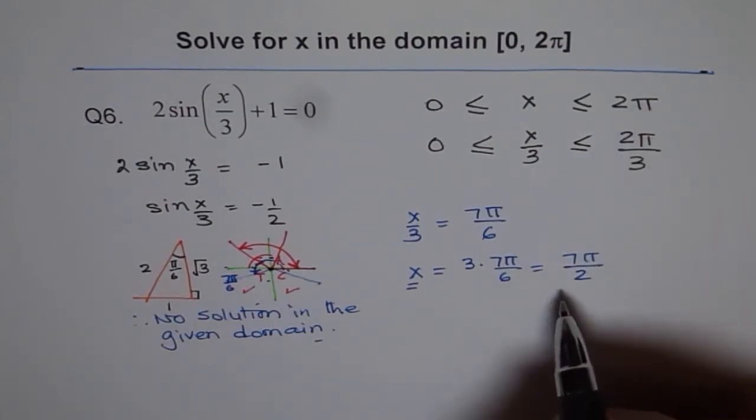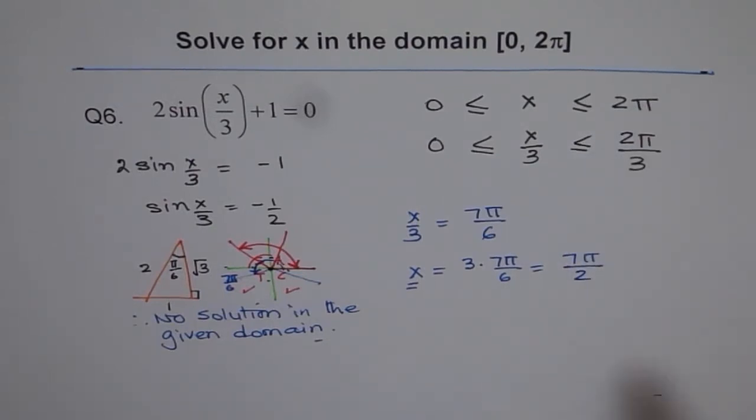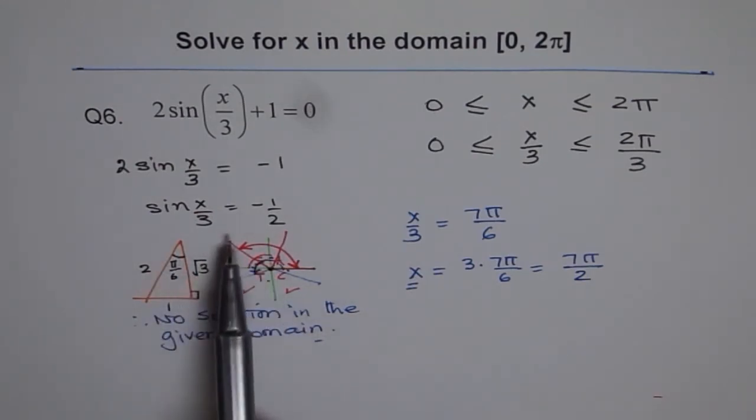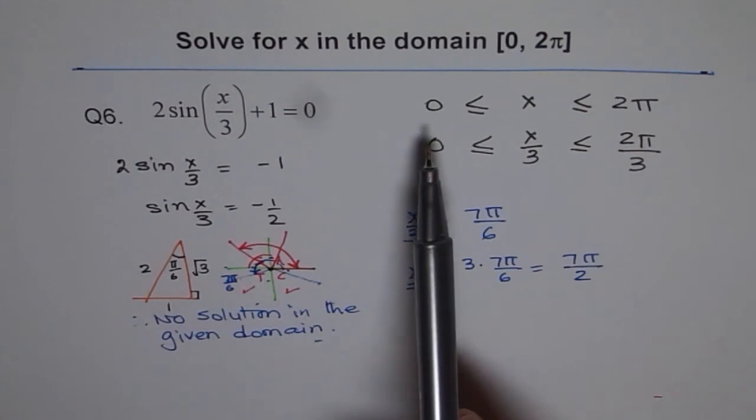So that is why it's important to understand the domain and how it changes with the argument, right? So for this particular question, you can see that we have no solution in the domain of 0 to 2 pi.